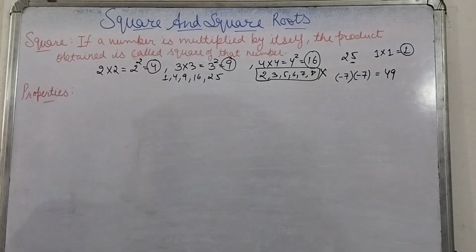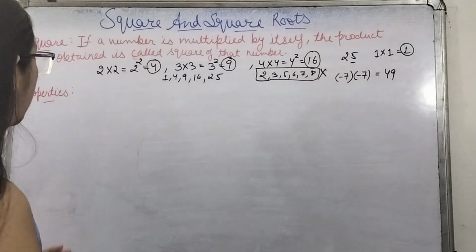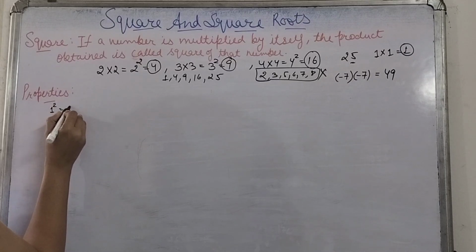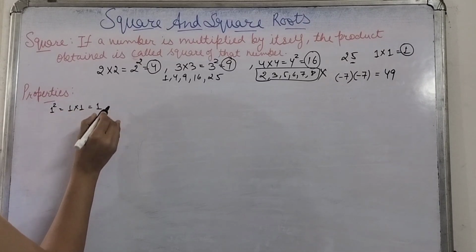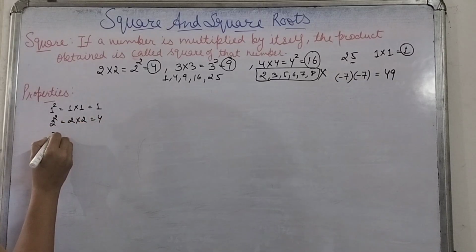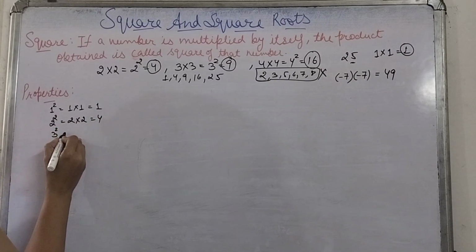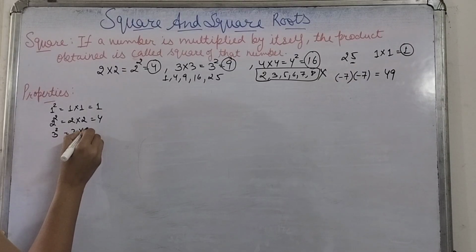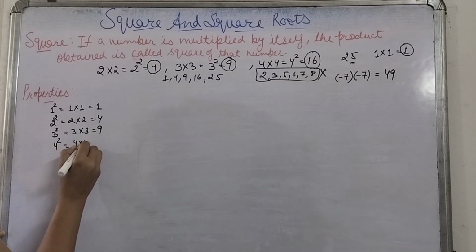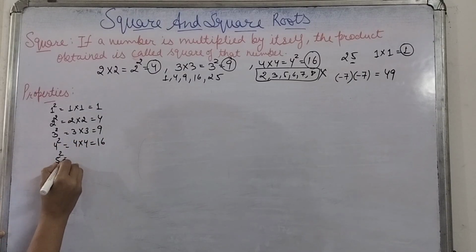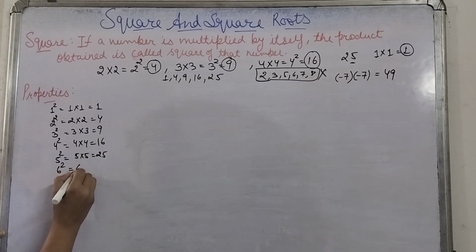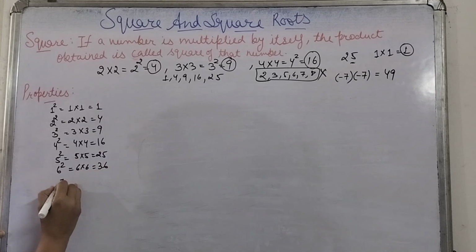Now let's understand some of the properties of squares. For that, first of all, let's see the squares of the numbers 1 to 10. The square of 1 means 1 multiplied by 1, that is 1. The square of 2 is 2 multiplied by 2, that is 4. Similarly, the square of 3 is 3 multiplied by 3, that is 9. The square of 4 is 16, the square of 5 is 25, and the square of 6 is 36.